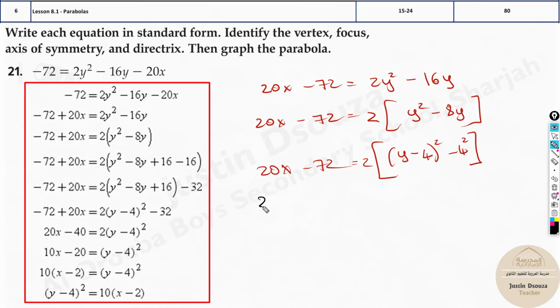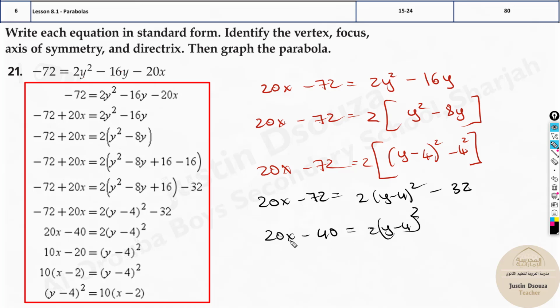20x minus 72 remains on the left side. This 2 is multiplied to this term and this term separately. It will be 2 into y minus 4 the whole square minus 2 multiplied by 4 square, which is 16 times 2, minus 32. You can do it in a calculator. And now you can simplify, take this to the other side, it will be 20x minus 72 minus 32, it will be 40 is equal to 2 times y minus 4 the whole square.